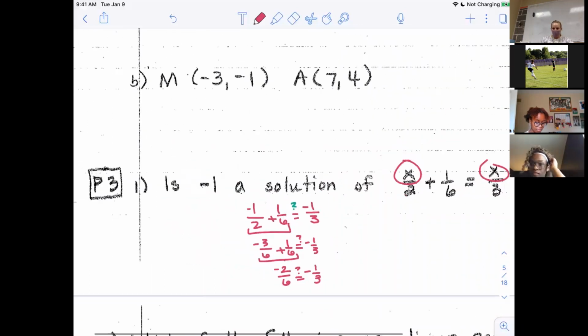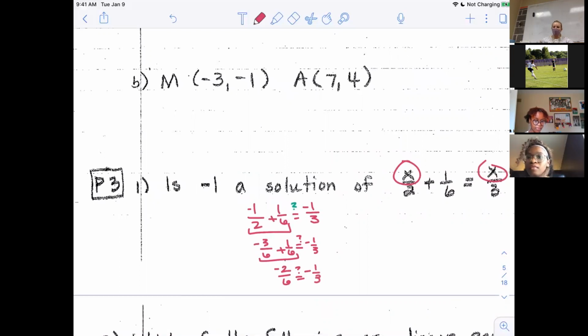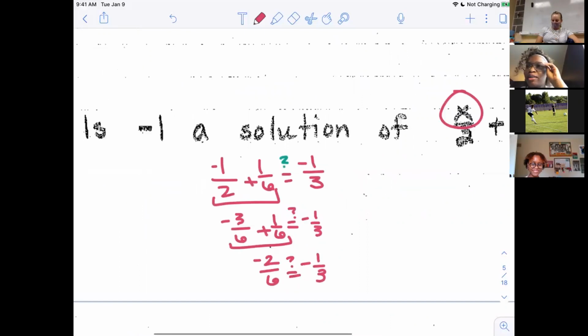Kirsten, we're at the bottom of the page on P3. So we just started. It took me like a long time to get started, but you were right on time on the first part. Thank you. Sorry. All right.